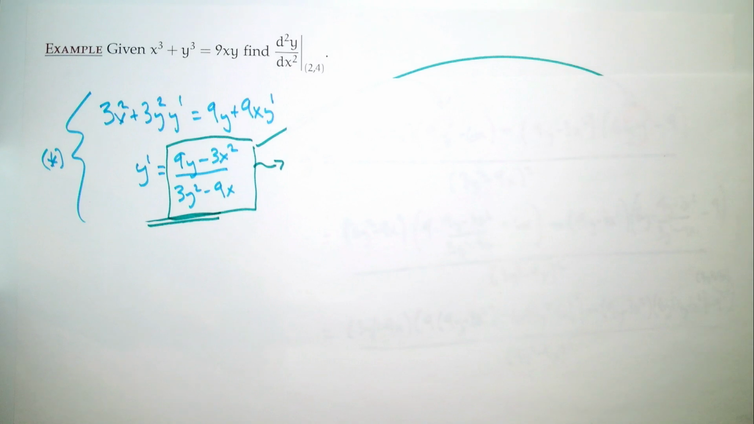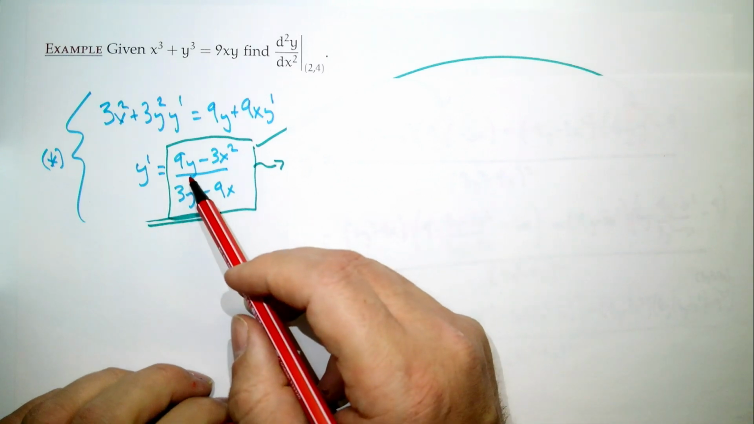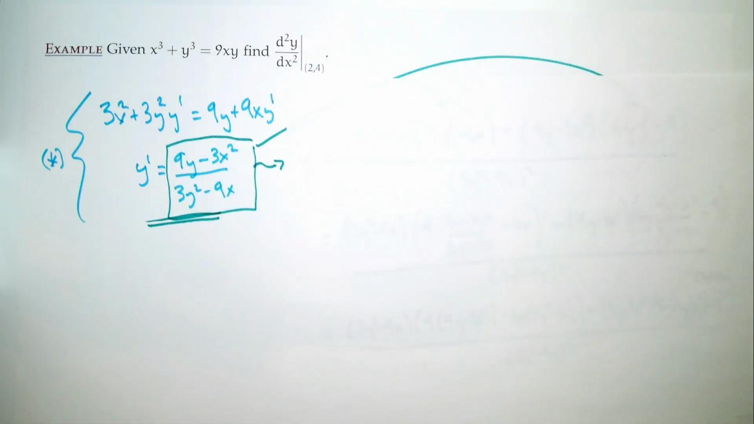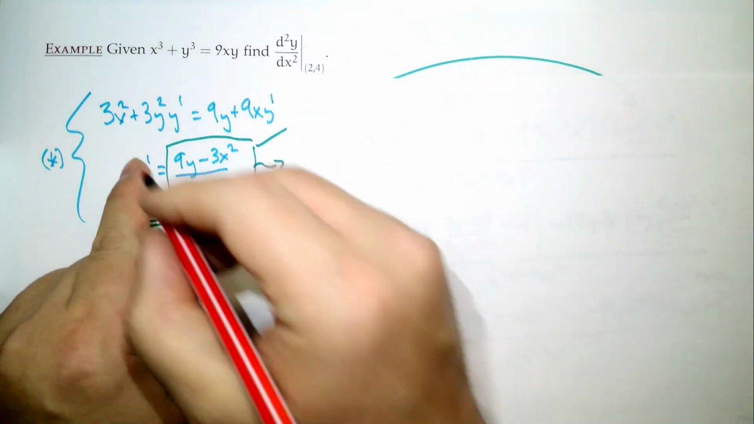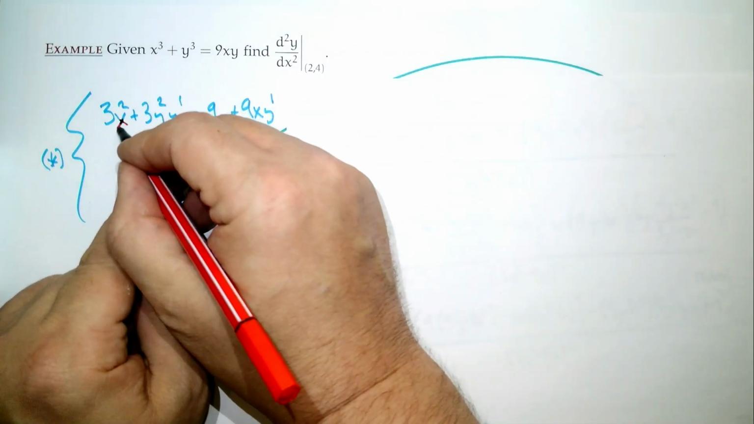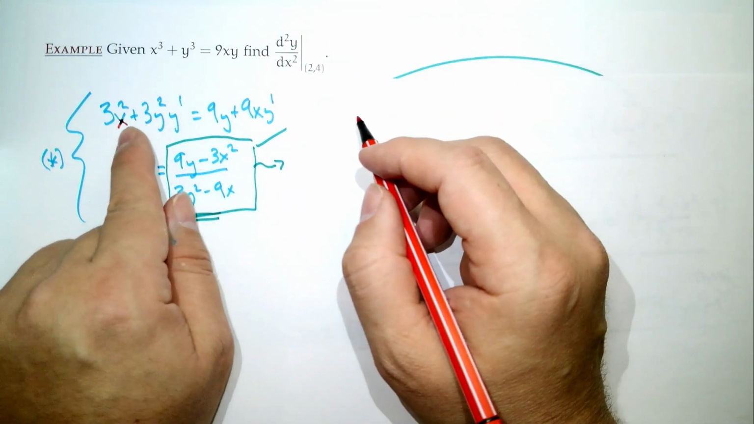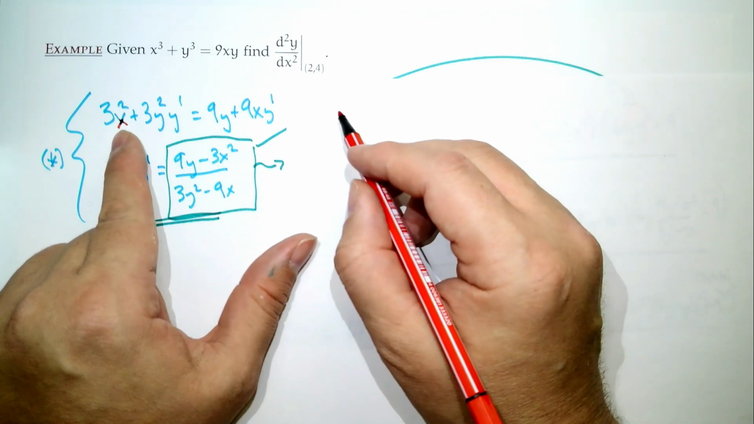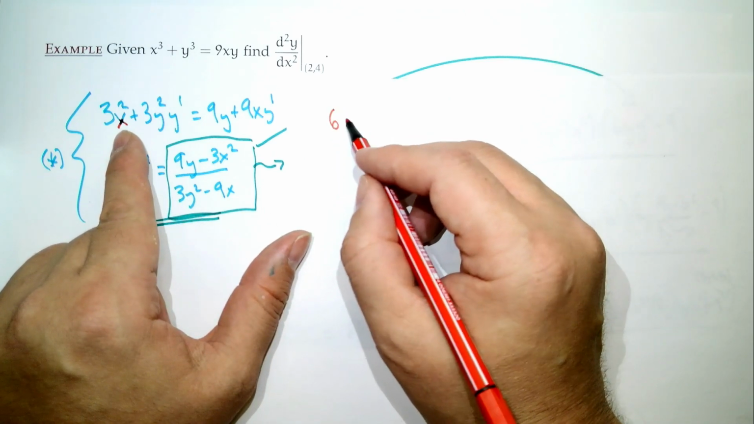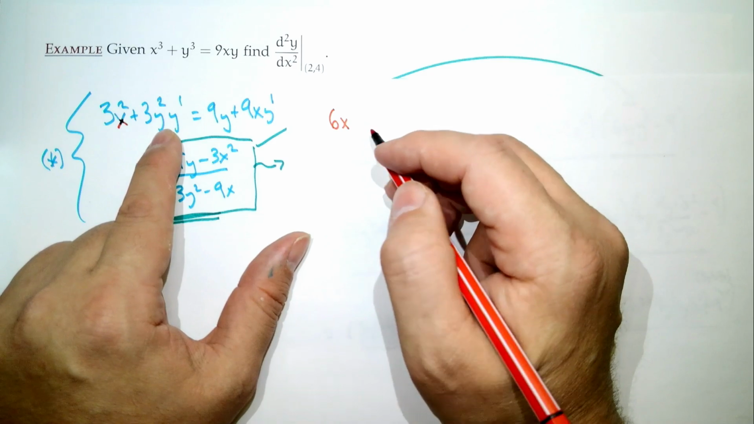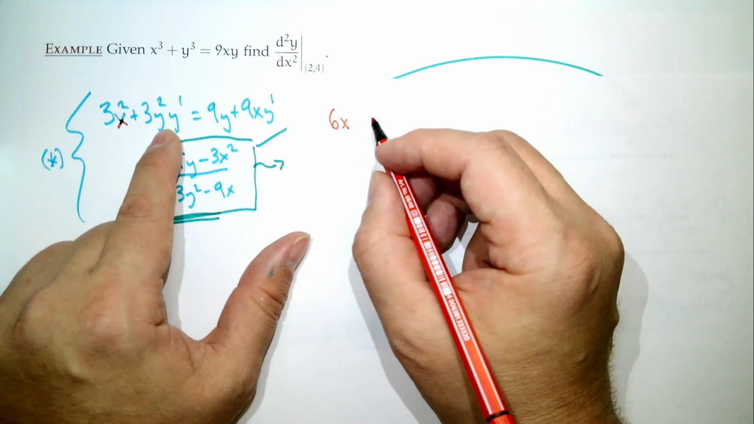We started by taking a look at the second part. Let's do the first part, because in the first part, there's no quotient rule. So let's take the derivative. And what looks like a b is really an x. All right. So here, derivative of 3x squared, 6x. Derivative of 3y squared times y prime.